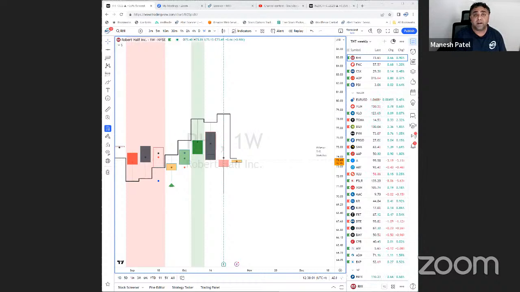Which way do you bet on? Well, if it has a green background, a green shade, you bet on it going higher. If it has a red background, red shade, you bet on it going lower. It's as simple as that. So we're going to keep things simple here, and let's start going through the list and go from there.